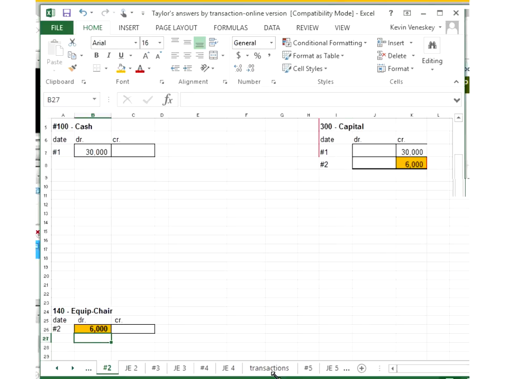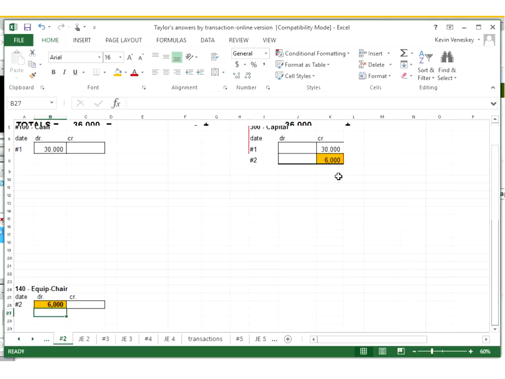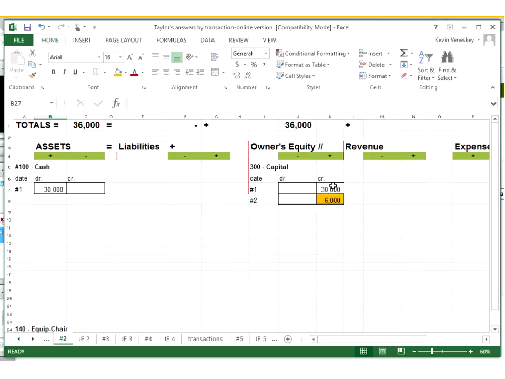And it tells us in the problem that the owner invested it. So just like with cash, the owner can invest other items as well. So here we have another investment of $6,000. And it makes sense that the owner's equity would go up by $6,000.